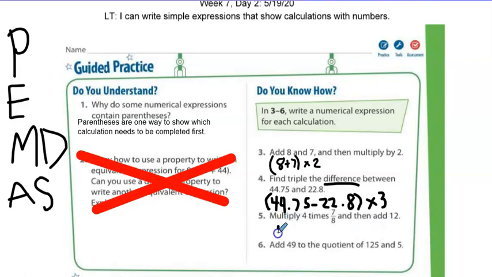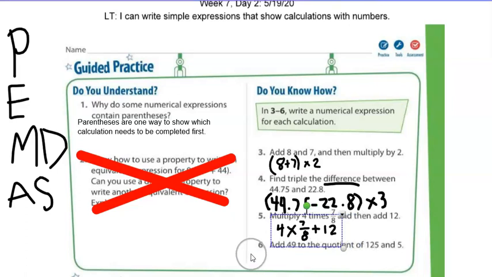For this one, we're taking 4 times 7/8, then we're going to add 12. And looking at this one, we don't actually have to put parentheses in because parentheses are not going to change the order that we complete this, because multiplication, if you look over here, multiplication comes before addition. So we don't necessarily need to put parentheses because it's not going to change anything about this problem.